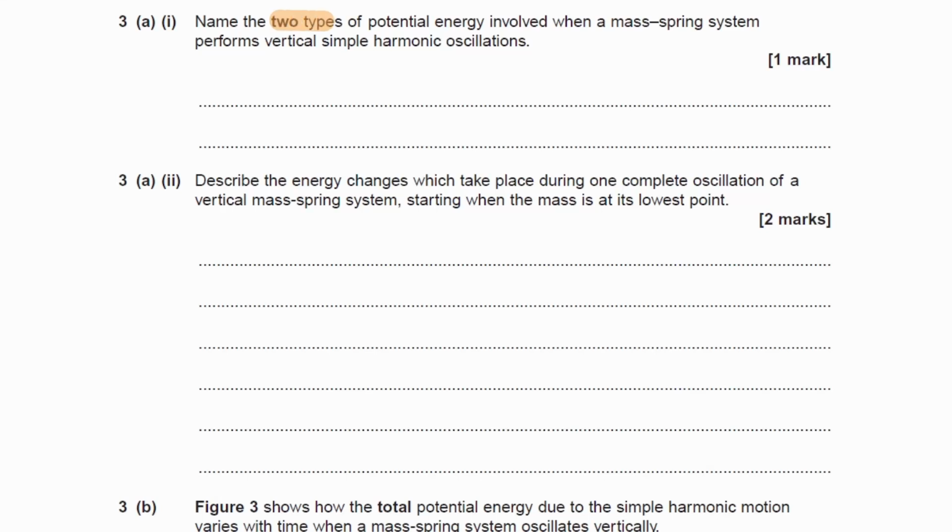Name the two types of potential energy involved when a mass spring system performs vertical simple harmonic motion. So a mass spring system obviously has a spring, so there would be elastic potential energy. It's performing vertical simple harmonic motion, so it's going up and down. Therefore, there would be a change in GPE as it rises up and then falls back down. So the two types of potential energy would be elastic potential energy and also gravitational potential energy.